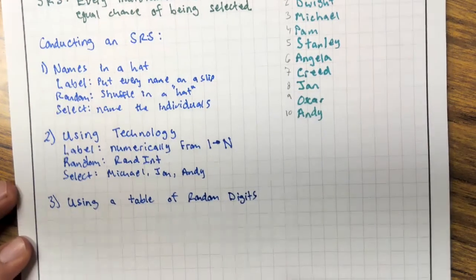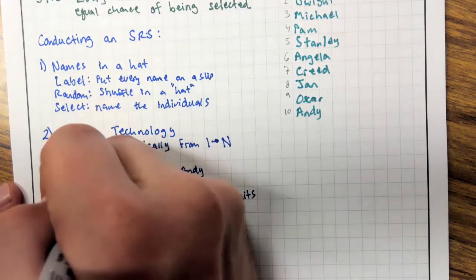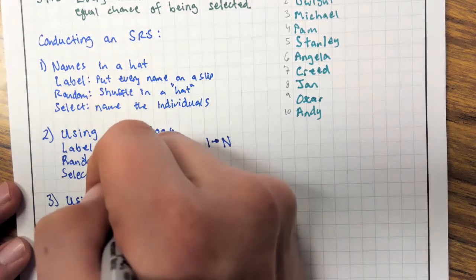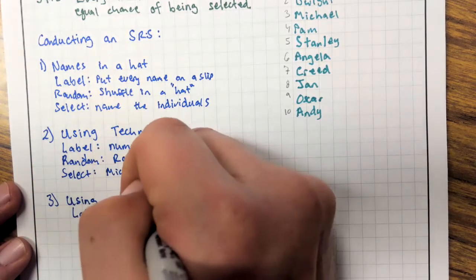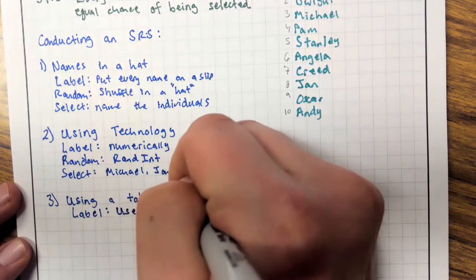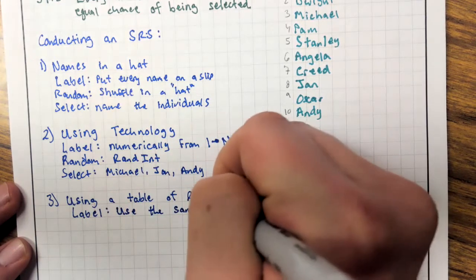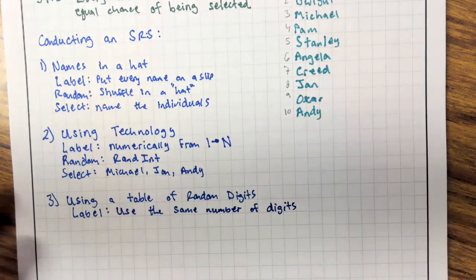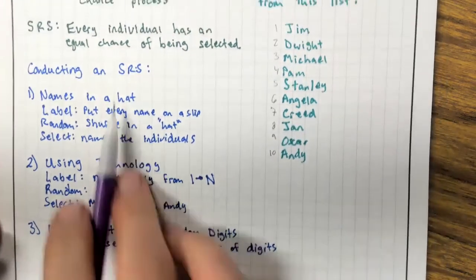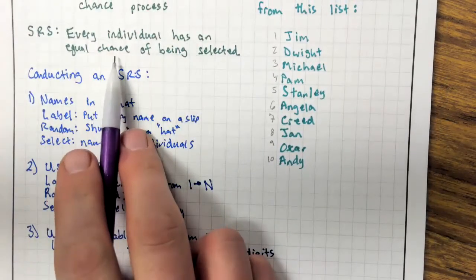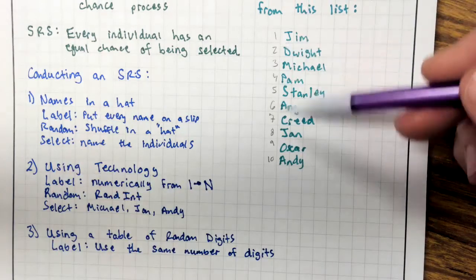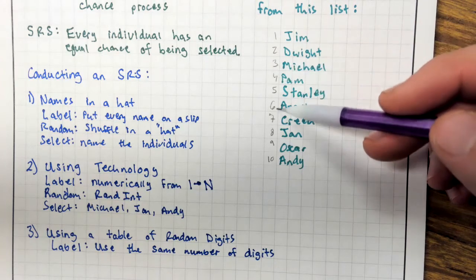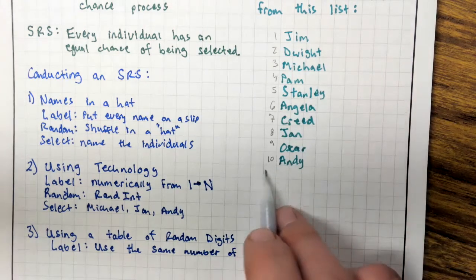All right, so hey, using a table of random digits, we're still going to start off with labeling. So when you label, you want to use the same number of digits. Let me show you what I mean by that. So we have an issue here. Remember, the simple random sample, we want everybody to have an equal chance of being selected. But on this one, I don't have the same number of digits. Jim, 1 digit, 1 digit, 1 digit, all the way up to Andy, which has 2 digits. So that is our issue.